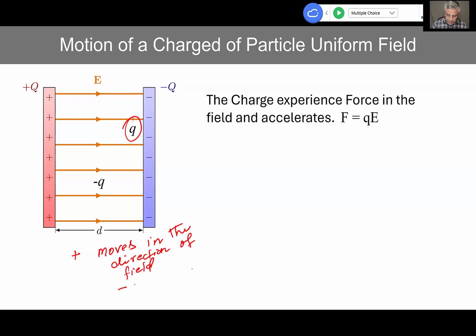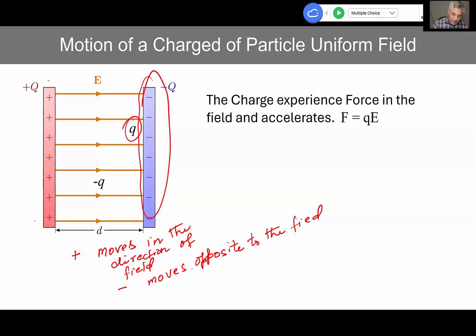And negative moves opposite to the field. So over here, these charges are shown, so we can just tell by looking at this.